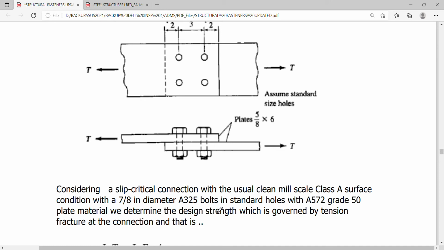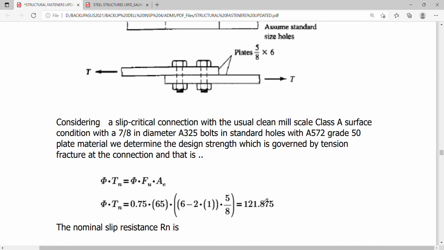We determine the design strength, which is governed, of course, by tension fracture at the connection, and that is simply this one. If you want to check for the yield, you simply compute φFyAg, but this will appear to be greater than this φFuAe. So this will be the one to be considered in your member design. It's the required capacity of your member.